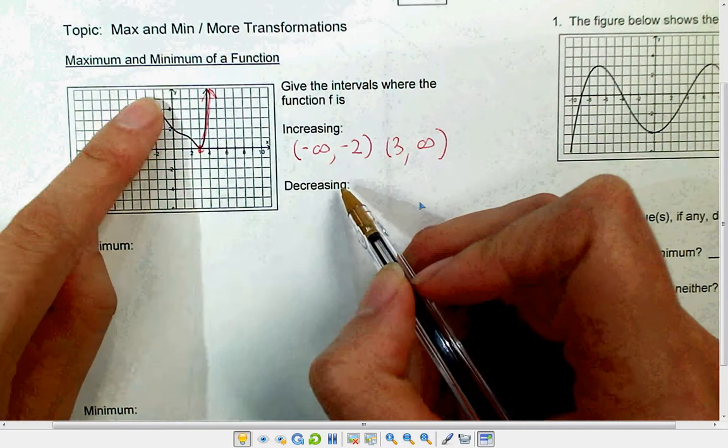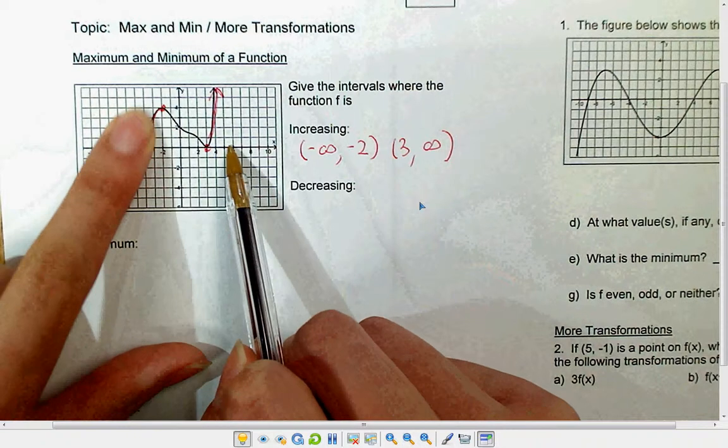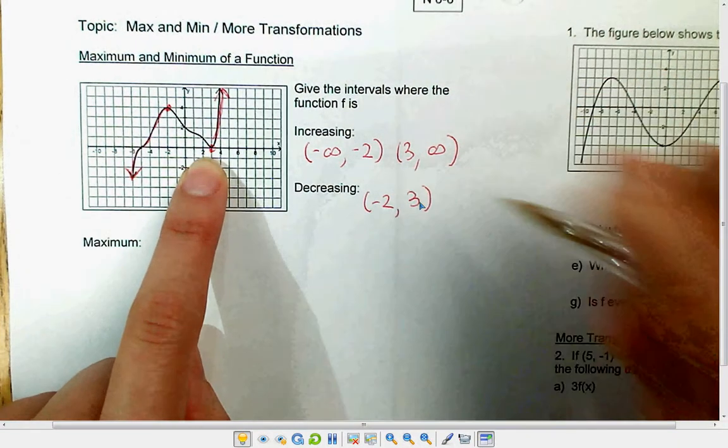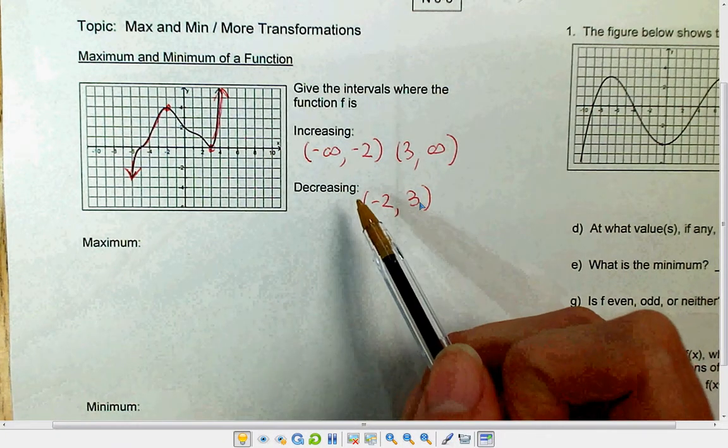Decreasing now is when it's going down, so the section in between. Again, always use your x values. So this is starting at -2 and ending at 3. So be careful. The most common mistake I see here is people are using their y values instead of their x values.